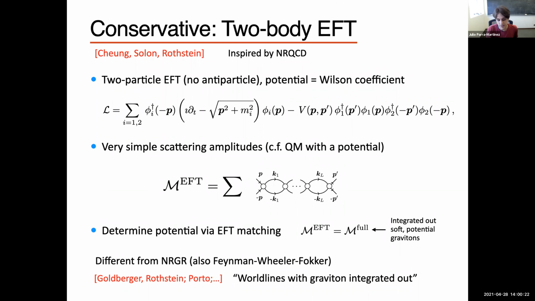So all the interactions are just some potential, which we know is local because we've integrated out at least part of a massless particle. So you can calculate a scattering amplitude in this theory. It looks very simple. It's just a sum over bubbles where you insert its vertex here. And then you do the computation in the full theory, which is more complicated. And then you require that they're equal. And from that, you can read off this potential, which is essentially a Wilson coefficient.